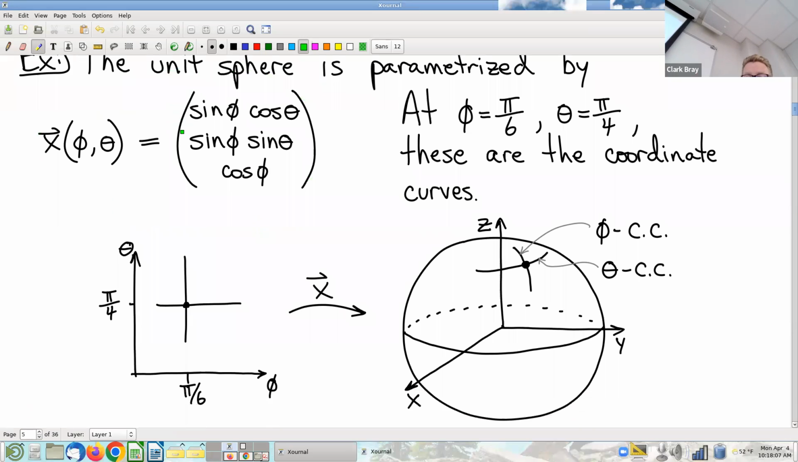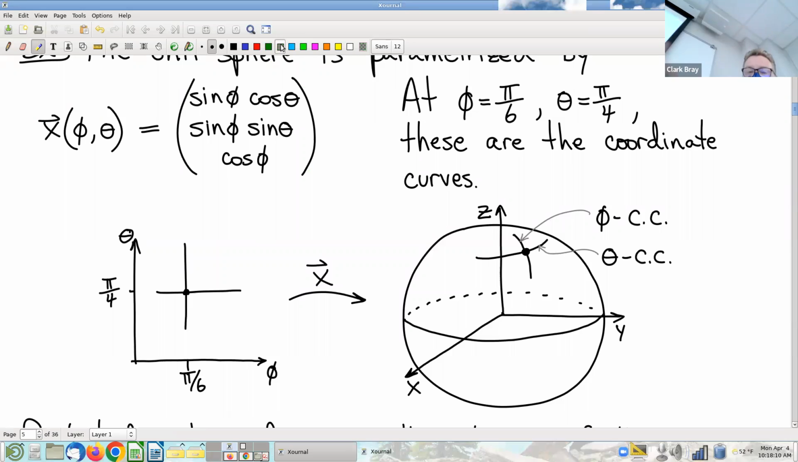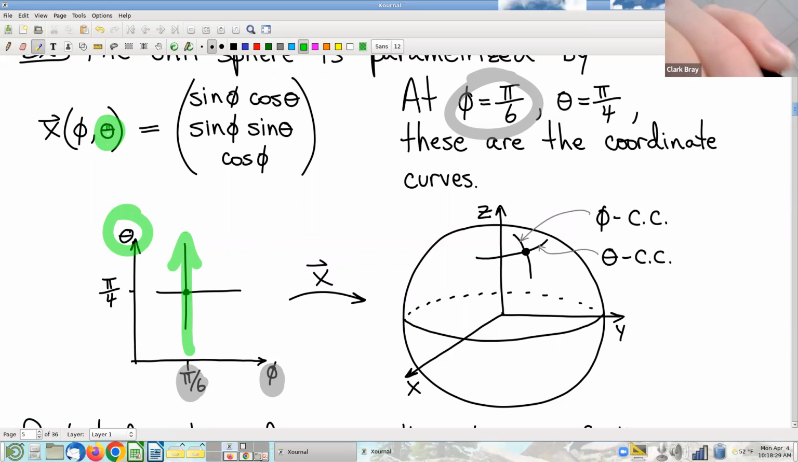Okay, so let's play the game. Let's fix phi to be pi over 6. So phi is now fixed at pi over 6. With phi no longer allowed to change, let's think about what happened. Phi is stuck at pi over 6, so theta is the only variable that's actually allowed to change anymore. And so we consider position as a function of just theta. With phi equal to pi over 6, as theta changes, we go along like that. This is the theta coordinate curve. Everybody good?